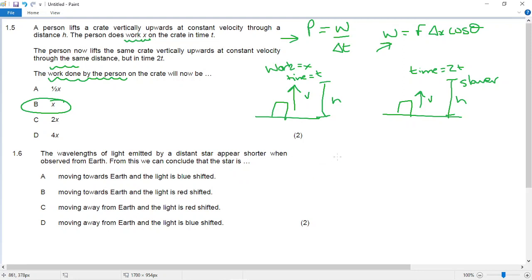1.6 is a Doppler question, but it's a Doppler with light, okay? The wavelengths of light emitted by a distant star appear shorter when observed from Earth. From this, we can conclude the star is.